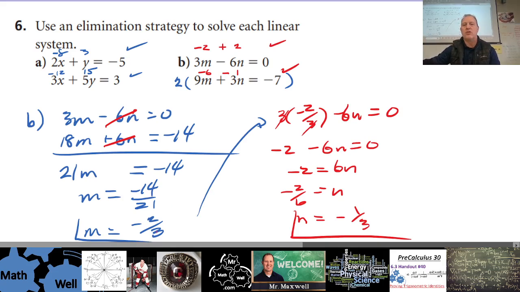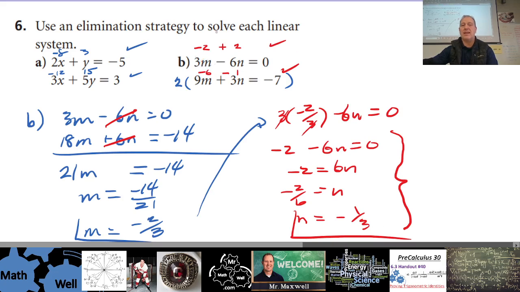All right, so if I get negative 2/3, I want to plug that into one of the original equations, which I plugged into the first equation here. 3 times negative 2/3 minus 6n equals 0. 3 times negative 2/3 is negative 2, minus 6n. So isolate for n, I get negative 1/3. However you isolate for n here might look a little different than I did, but negative 1/3, you get that.